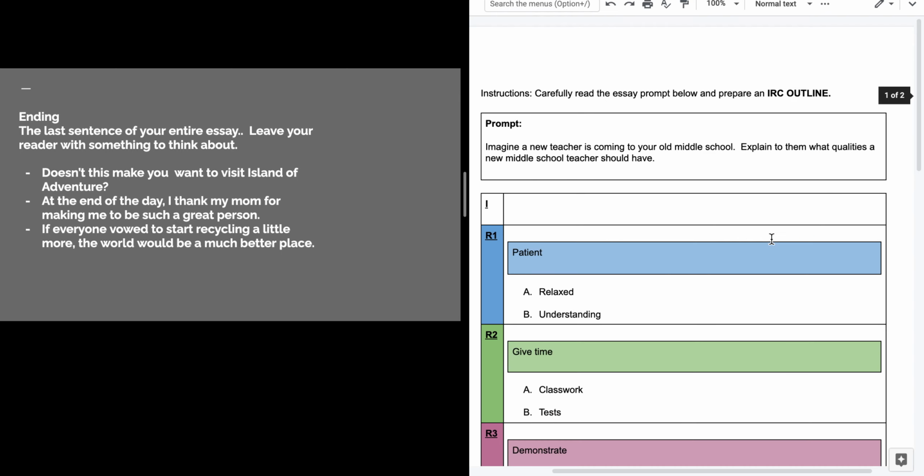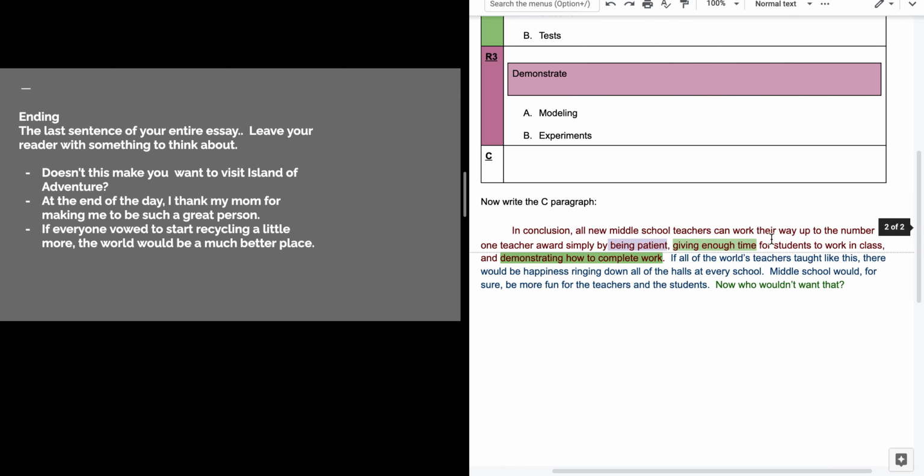So go ahead, open up Google Docs. There's a different prompt. It's about your favorite book. Fill out your outline and then write a C paragraph with at least 3 sentences.